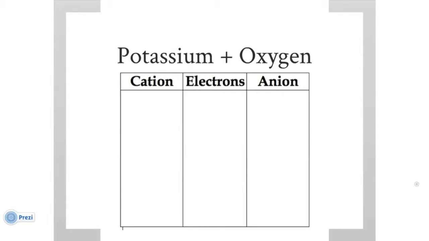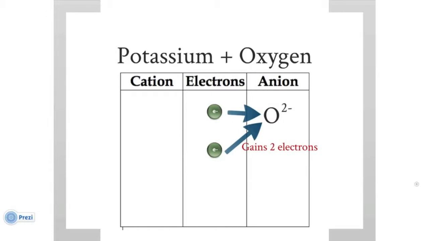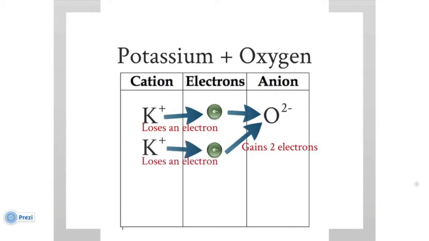Potassium and oxygen. So let's start with the oxygen anion. It has a charge of -2, which is a larger magnitude than the charge of +1 for potassium. So we're going to start with that. It's going to gain 2 electrons, like so. And potassium cation will lose an electron, but another potassium cation will lose its electron also. So we have 2 potassiums, we have 1 oxygen, giving us a formula of K2O, potassium oxide.